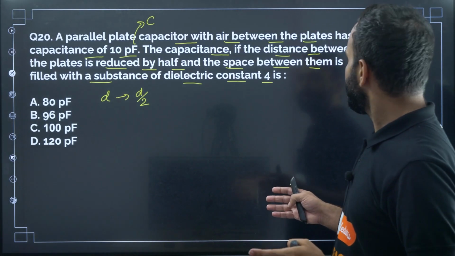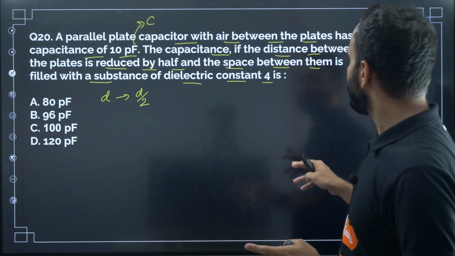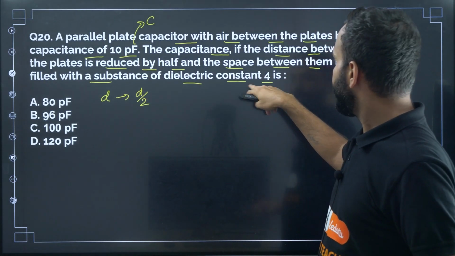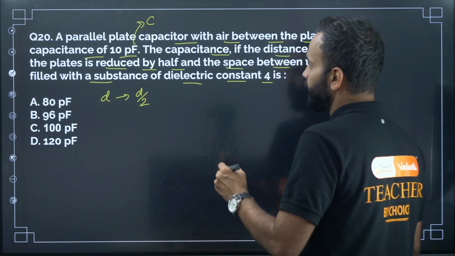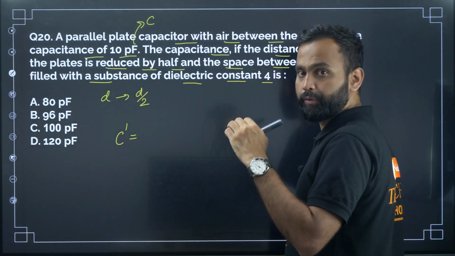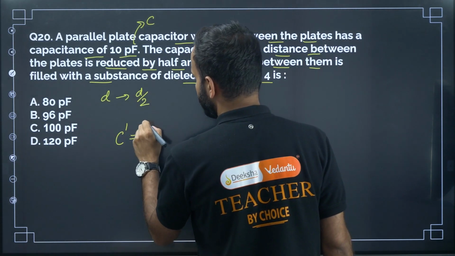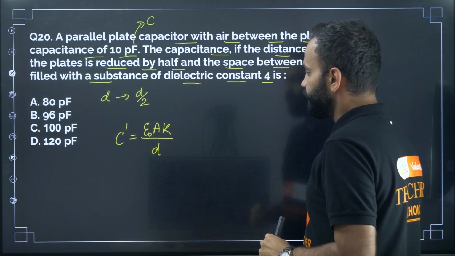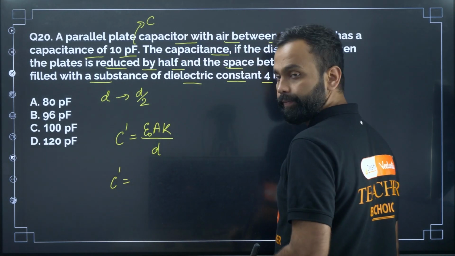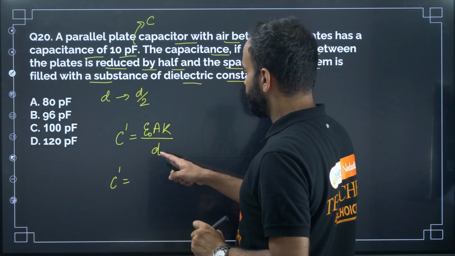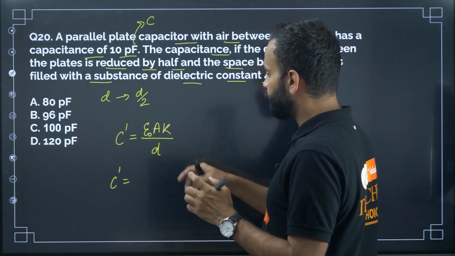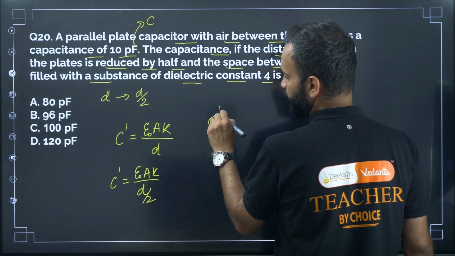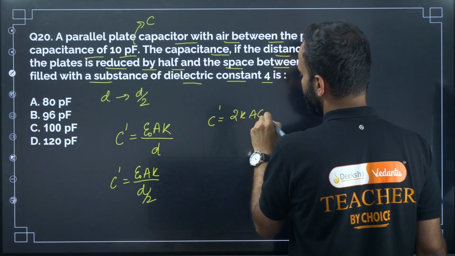Okay, so now space between the plates reduced by half, right? And the space between them is filled with the dielectric material, and dielectric constant of that material is 4, right? Okay, so we know that capacitance of the parallel plate capacitor when the dielectric medium is inserted, C dash is equal to epsilon naught A into K divided by D. Okay, yeah. So now C dash is equal to, here the separation between them reduced to half, right? So now epsilon naught AK divided by D by 2. Okay, so now C dash is equal to 2K A epsilon naught divided by D.